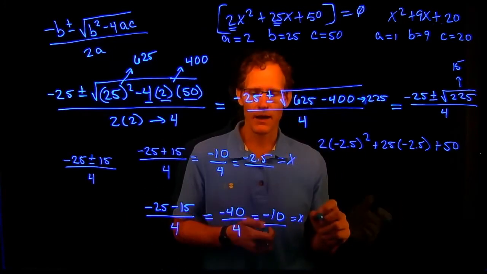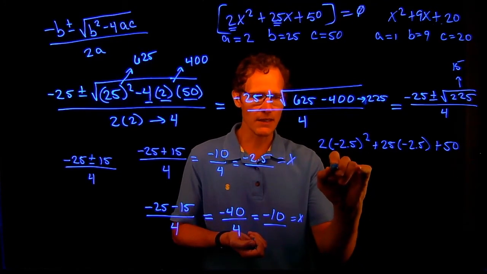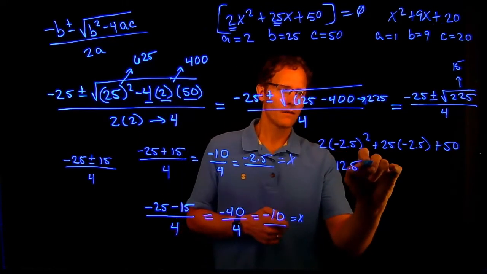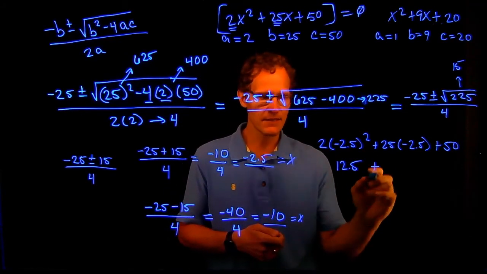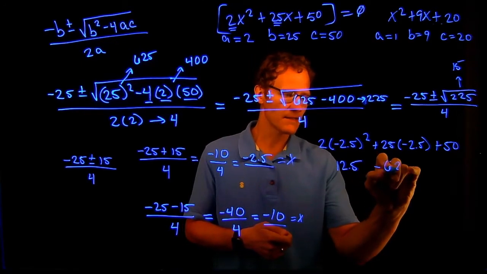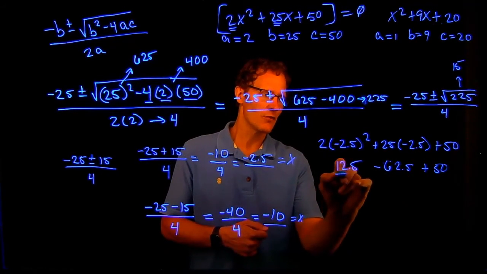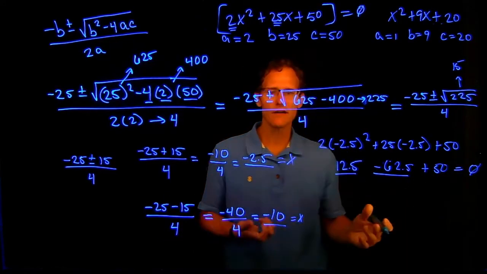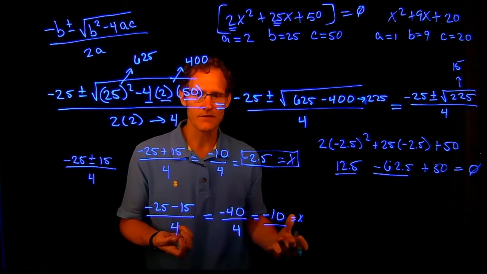I've already done so. And I see here that 2 times negative 2.5 squared is 12.5. 25 times negative 2.5 is 62.5. So this is going to be plus negative 62.5, or minus 62.5, plus 50. So 12.5 minus 62.5 plus 50 is indeed 0. So this confirms that x equals negative 2.5 is one possible solution.